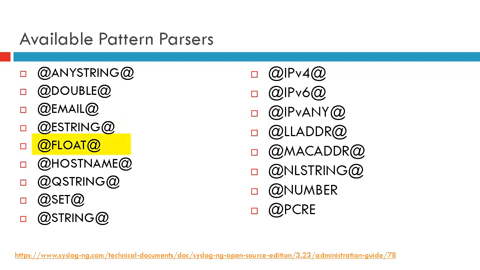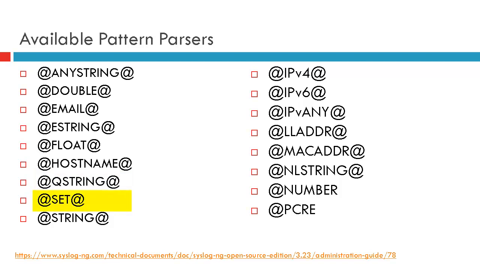The float parser, like we talked earlier, matches a floating point number that may contain a dot character. We have a hostname parser that can be used to parse a generic hostname. The hostname can contain alphanumeric characters, a hyphen, or a dot. The next parser we have is the QString parser. It can be used to parse a string between the quote characters specified as a parameter. You can also note that the quote characters can be different at the beginning and at the end.